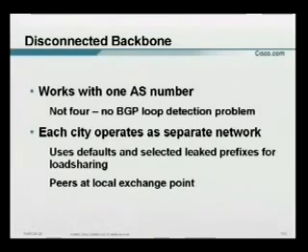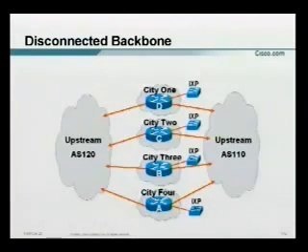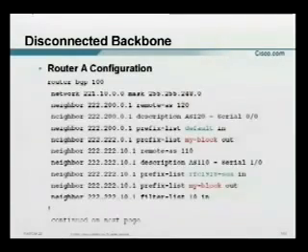And of course it peers at the local exchange point as well. And router A was the one that connects to, where does router A connect to? Okay, it was in City 4, it connected to both AS120 and AS110. I know it's not my perfect situation where you've got separate routers, but I'm trying to do it just for the sake of keeping the configuration easy.